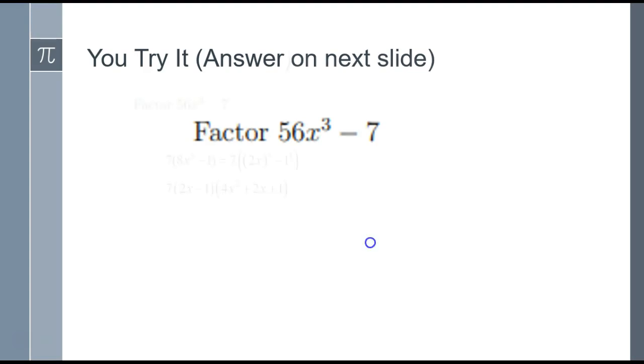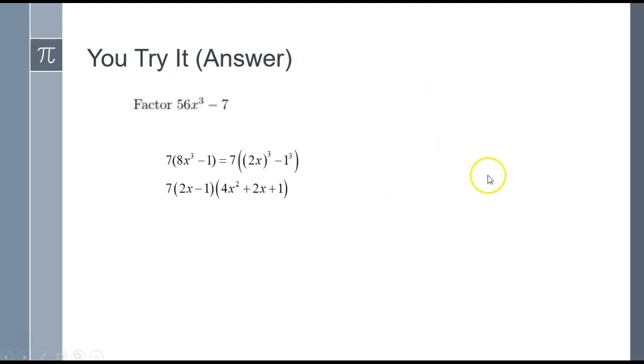Alright, you're back? There we go. So 56x cubed minus 7, there's a common factor of 7. That's kind of easy to figure out because you have a 7 there. You could try that. The only other thing that would work would be a 1. So 7 comes out, and then I'm left with 8x cubed minus 1. Those are each perfect cubes. 8x cubed is 2x cubed, and 1 is 1 cubed. So I fill into my formula. I keep the 7, because that's part of the problem. 2x minus 1 is a minus b, and then a squared plus ab plus b squared.